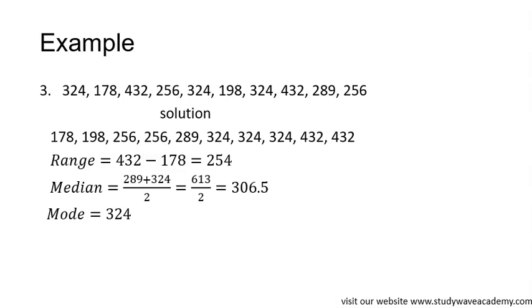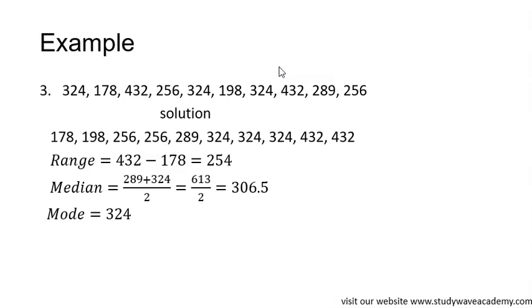Here we are presented with 3 digits. We have been looking at 2 digits so far, right? So now it's 3 digits. 324, 178, 432, 256, 324, 198, 224, 432, 289, and 256. So what is the first step? The first step is to arrange in ascending order, right? From the smallest to the biggest.